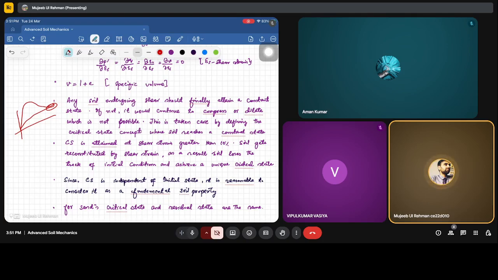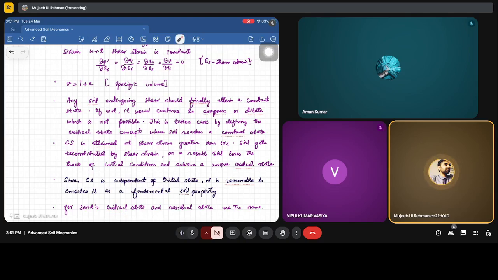There won't be any readjustment in the voids. There won't be any readjustment in the position of the particles. So this state is the final state which a soil can achieve. And after that, we can't expect a state after the critical state because this is the final arrangement that a soil can have. After that, we can't expect a state beyond that. This is taken care of by defining the critical state concept, where soil reaches a constant state. As I told you, it's a constant state after which we can't expect another state of the soil.